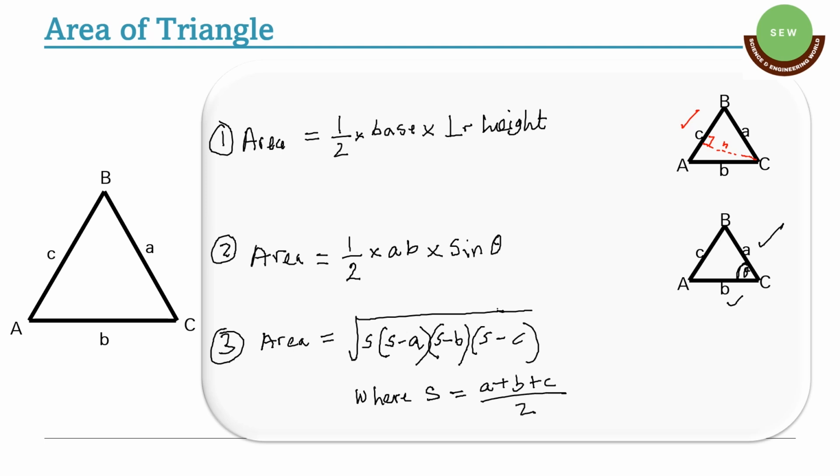So this is how to find an area of a triangle when you don't know any of the angles. And this is sometimes called Hero's formula. When you don't know any of the angles, then you can use Hero's formula to find the area of the triangle. So any of these three we can use in any of the triangles we have mentioned above.